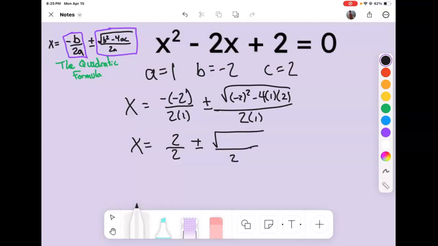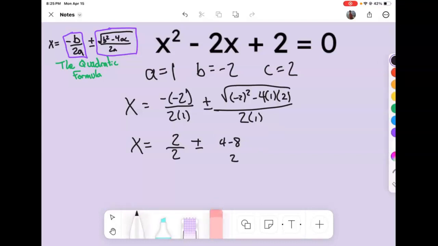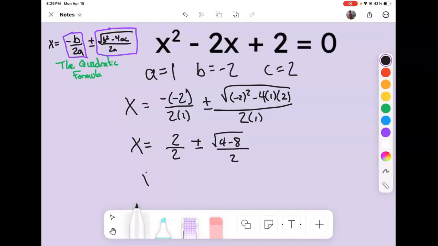So as we go through and do this, this would give us 4 minus 8. And so here we can erase a little bit. That's going to erase too much, but we'll shorten it up. So this would be x is equal to 2 over 2, which is 1. And this would be the square root of negative 4 over 2.